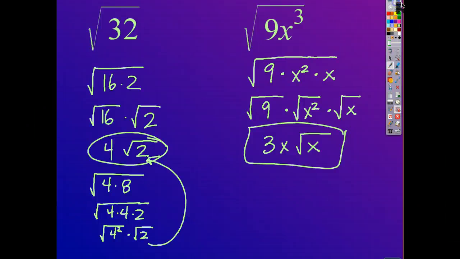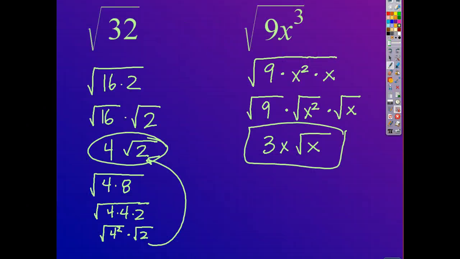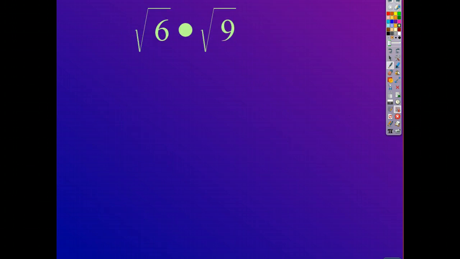Okay, moving on. Let's take a look at another one. This is one when you're multiplying. So this is sort of after we've looked at this, right? We looked at ones before where we broke it down into a multiplication problem underneath the radicals, and then we split the radical apart. In this case, the radicals are already split.